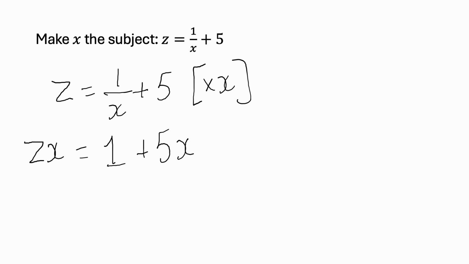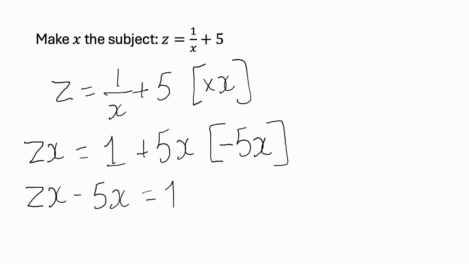From here, we are going to move anything that contains an x to one side. So let's move everything that contains the x's to the left hand side. So if we want to eliminate this positive 5x, we have to do the opposite by subtracting 5x. So if we subtract 5x on both sides, we get zx minus 5x is equal to 1.